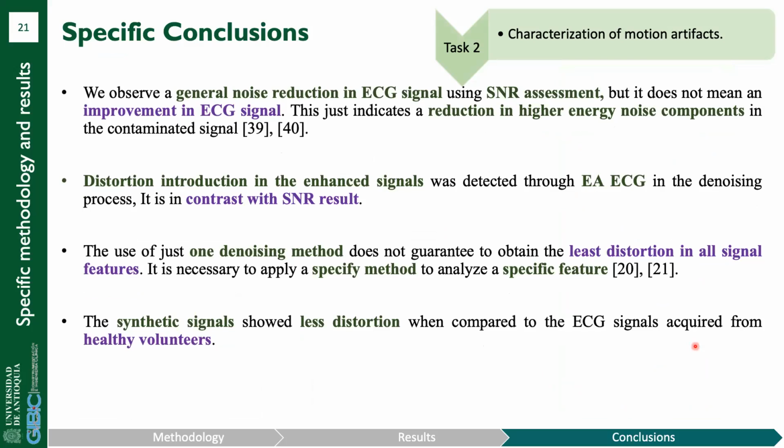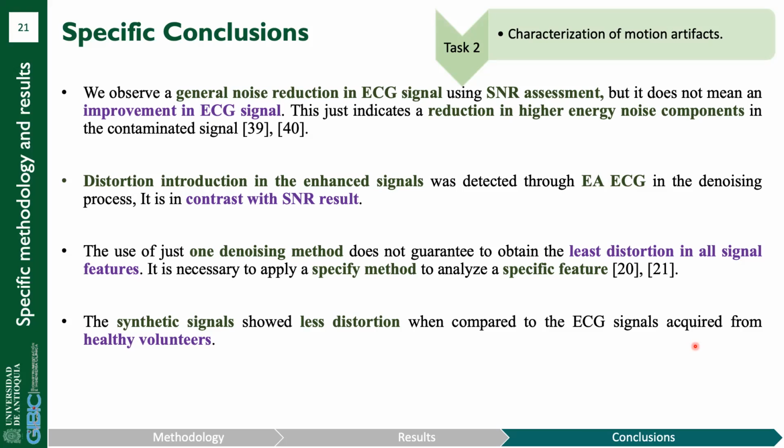As a specific conclusion of this part, we observe a general noise reduction in the ECG signal using the signal to noise ratio assessment, but it does not mean an improvement in the ECG signal. This just indicates a reduction in higher energy noise components in the contaminated signal. Distortion introduced in the enhanced signal was detected through ensemble average ECG in the denoising process. It is in contrast with the result obtained with the signal to noise ratio.